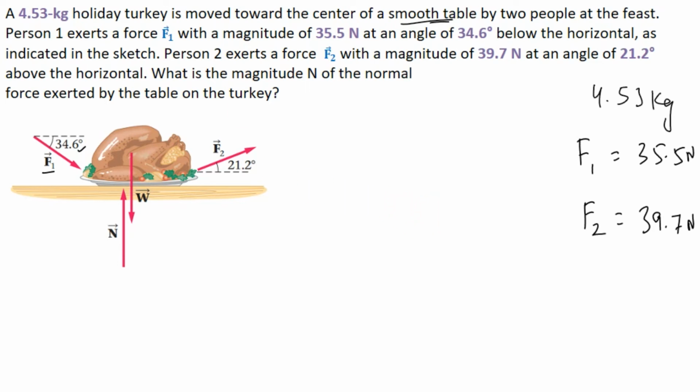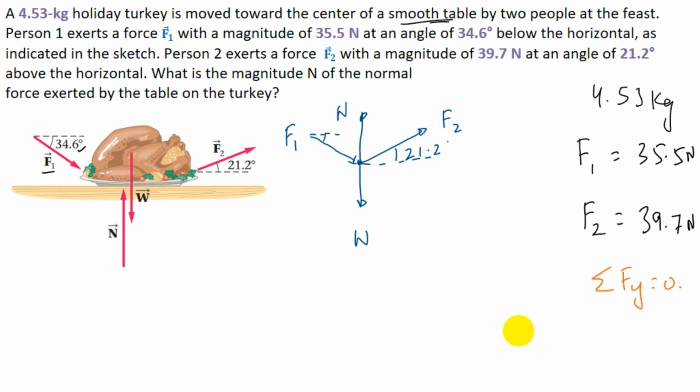So first I'm going to make the free body diagram. We're going to assume it to be a point object. Now the weight would be in the downward direction W, and the normal force in the upward direction N. This is force F2, and this angle theta is 21.2 degrees. Then this is force F1, and this angle is 34.6 degrees. Now there is no vertical motion for the object, so sigma Fy should be equal to 0. The net force in the vertical direction is 0. This direction is positive y, and this is positive x.